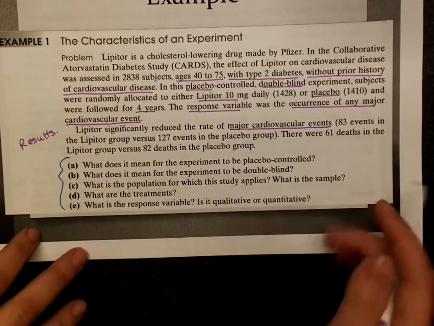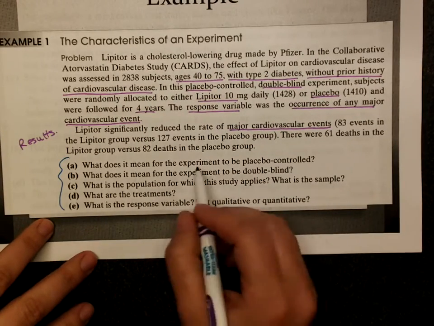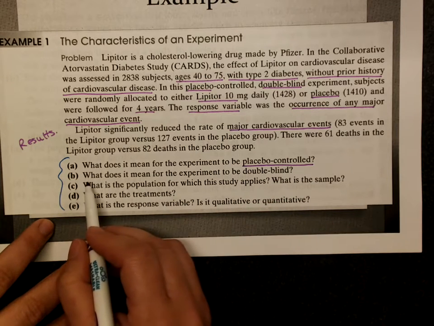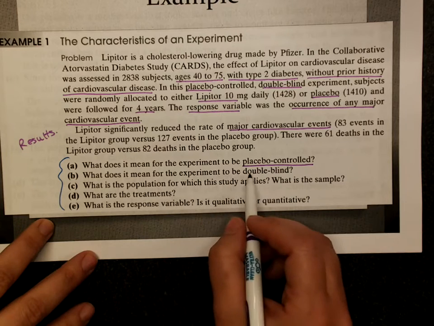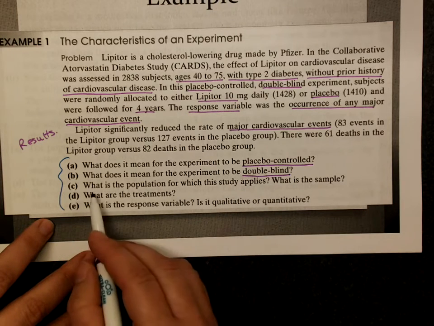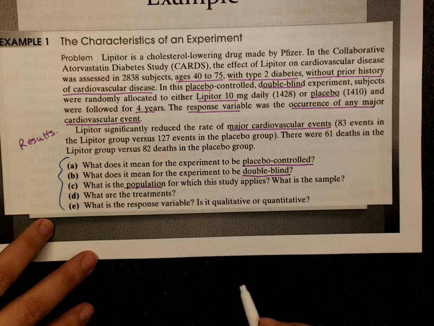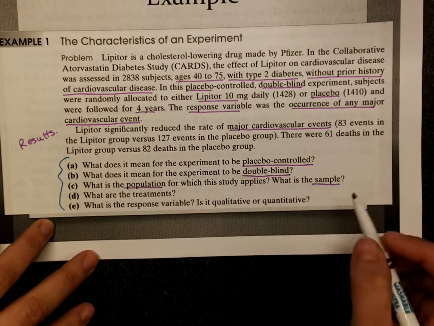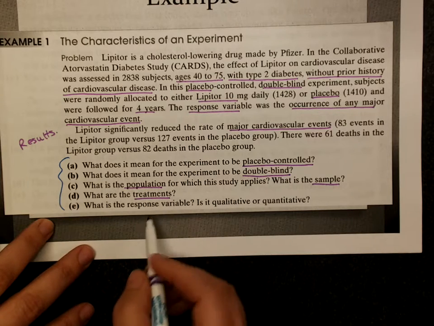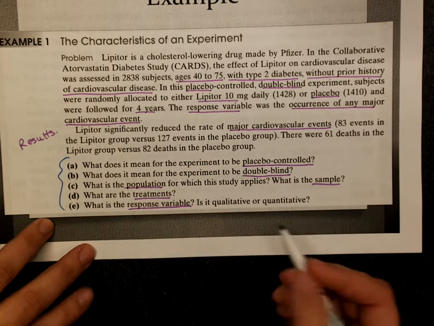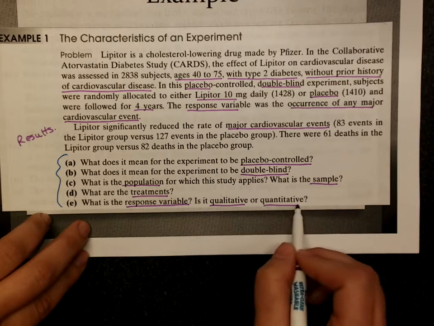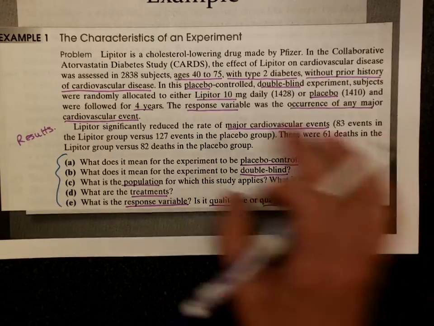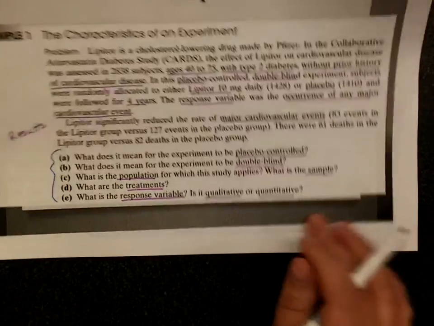So we're going to answer a few questions about that. It says, what does it mean for the experiment to be placebo-controlled? Then we're going to look at what does it mean for the experiment to be double-blind? What is the population for which the study applies? And what is the sample? Going back to those vocabulary words. What are the treatments? And what is the response variable? And it asks if it's qualitative or quantitative. So these are the types of questions you'll see in your homework to kind of break down a situation.